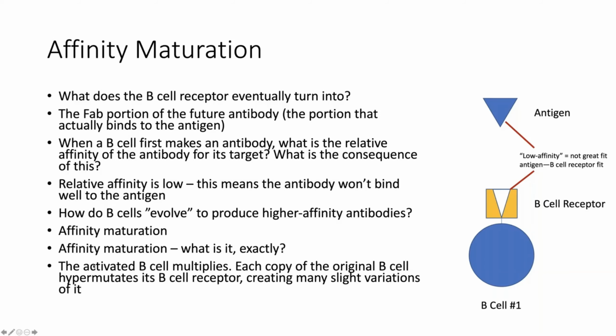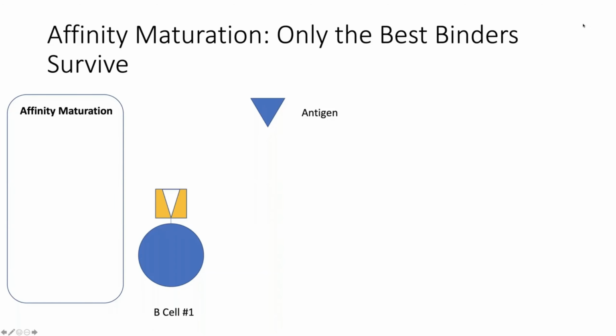So let me explain. The basic idea is that you have an activated B cell that multiplies. Let's say that this is B cell number 1. This is its B cell receptor. This is the antigen that it's trying to bind. This is the pocket. It's going to bind, but not great. You can see this will fit, but it's not a great fit. In other words, the affinity is low. So what happens is that I take this one B cell and I make many copies of it, each of which is going to have a slightly different B cell receptor. All of these B cells are now going to compete to try to bind to that antigen, and the ones that bind better are going to survive. And the ones that don't, let's walk through exactly what this would look like. So affinity maturation, where only the best binders survive.